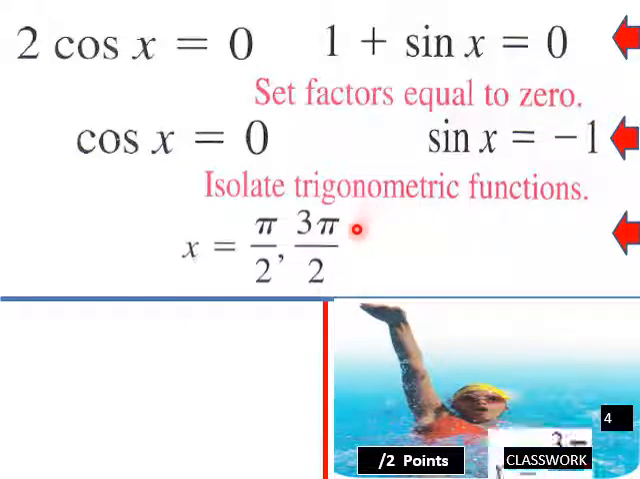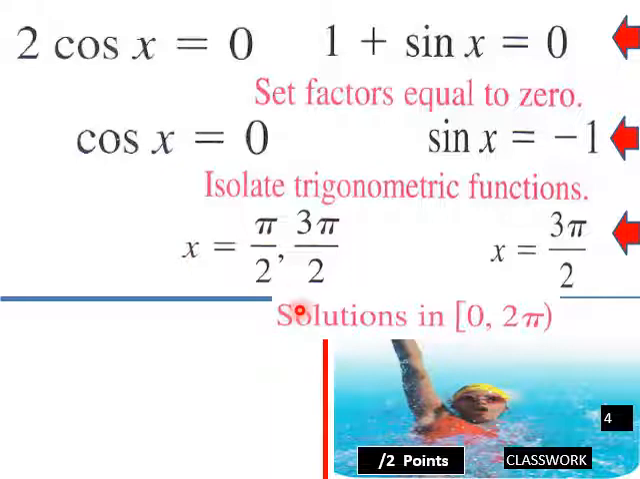So are both those solutions? Well, within the interval of 0 to 2 pi, this will give you pi over 2, 3 pi over 2, and then this will give you 3 pi over 2 as your solutions. You can check it with your graphing calculator.